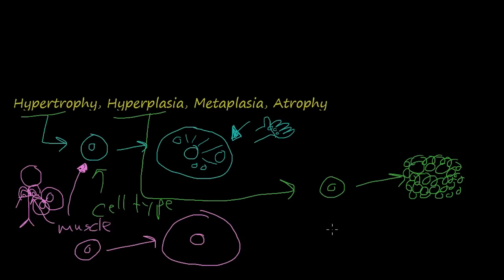Now, if I'm a skin cell and my skin needs to become tougher, more tough, I guess, then the cells might undergo hyperplasia, because a skin cell has the capacity to multiply definitely more rapidly than a muscle cell.